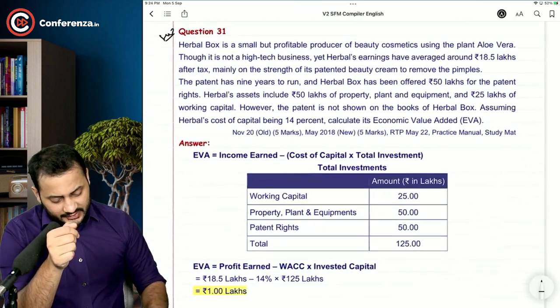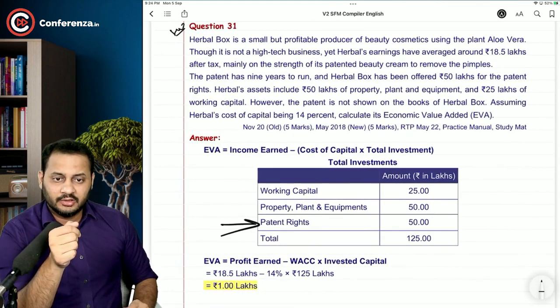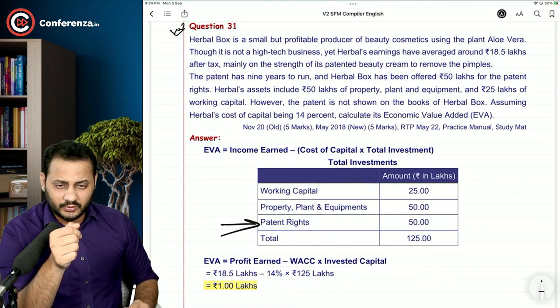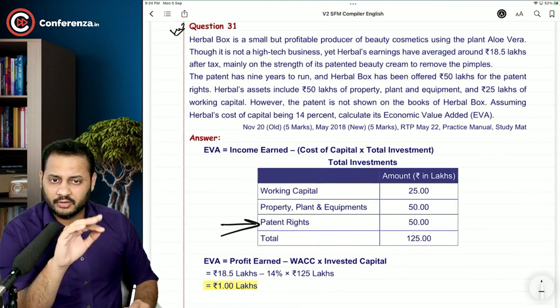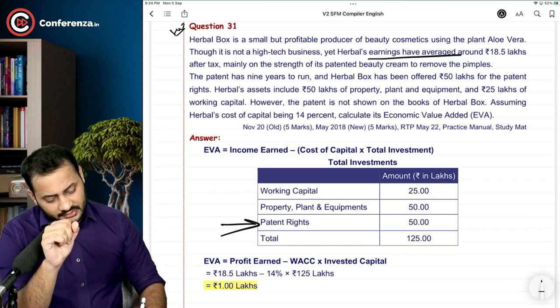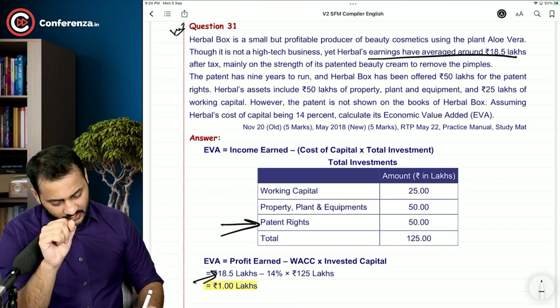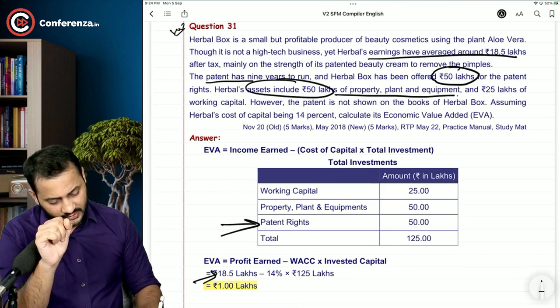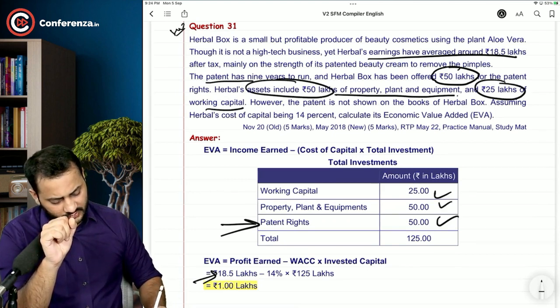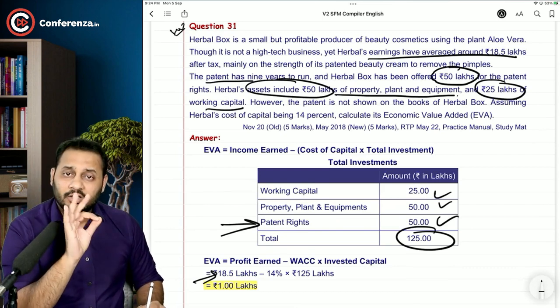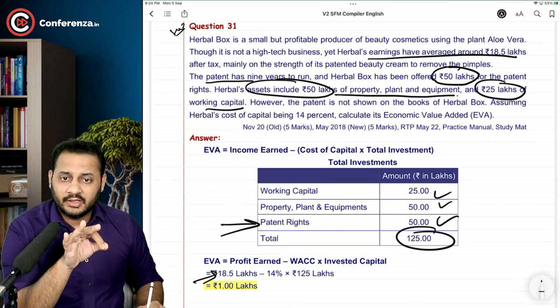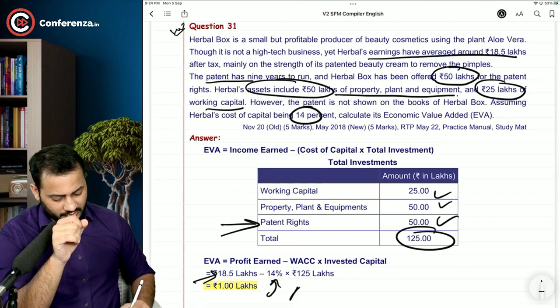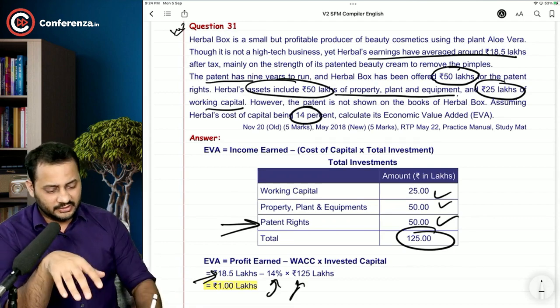Question number 31 is again similar. It includes the patent right. Okay, so you will do it by yourself. I don't think my help will be required. Earnings is 18.5 and the patent is 50 lakhs for 9 years. Assets include 50 lakhs of property, plant and 25 lakhs of working capital. So all of the three will constitute the total capital of the company, and 14% is the cost of capital. So 14%, 125 is the expected. Pretty much an easy question.